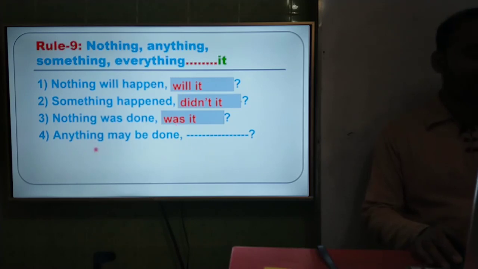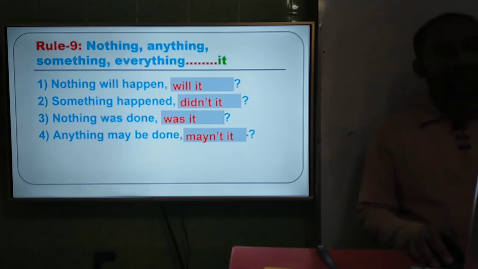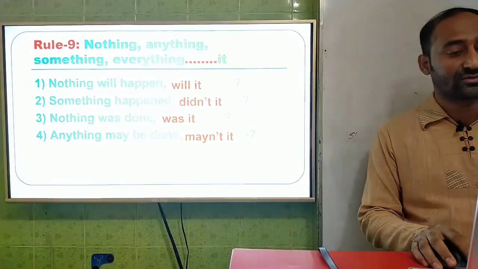Now the last one of this rule, "Anything may be done." Here the operator we have got is "may". So the tag question will be negative with short form. The short form of "may not" is "mayn't". The answer will be "mayn't it". And these are the rules of question number 9. Now I am going to the next rule.